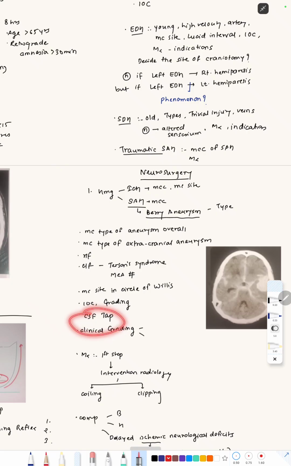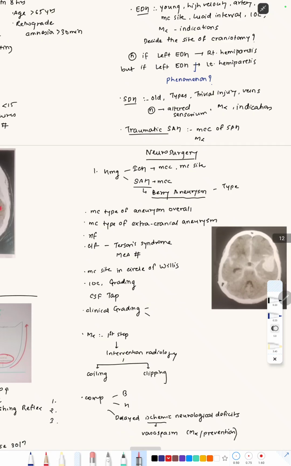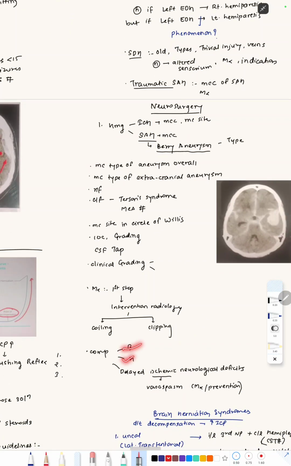This is yellowish color because of the RBC lysis. In the clinical grading, it is Hunt and Hess grading and World Federation of Neurological Surgeons. Then management, the first step of management is cerebral angiography, then go for interventional radiology, and then coiling and clipping. The complications are rebleeding, hemorrhage, then delayed ischemic neurological deficits. This is because of vasospasm secondary to the bleed, and for prevention we go for nimodipine.